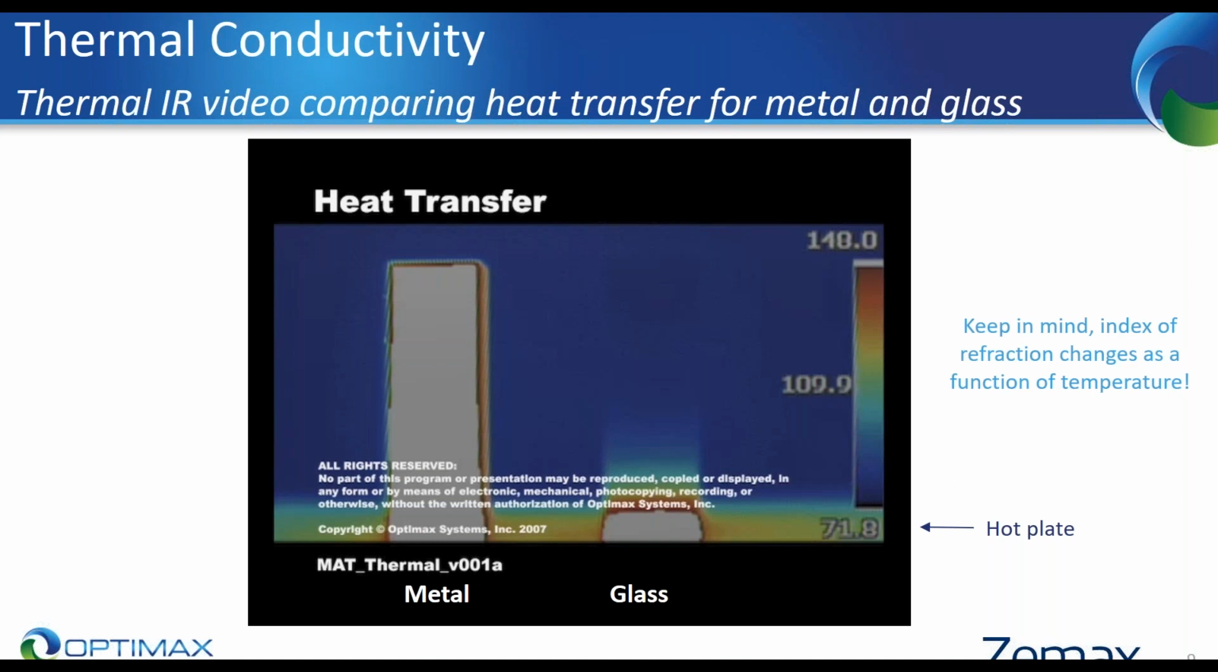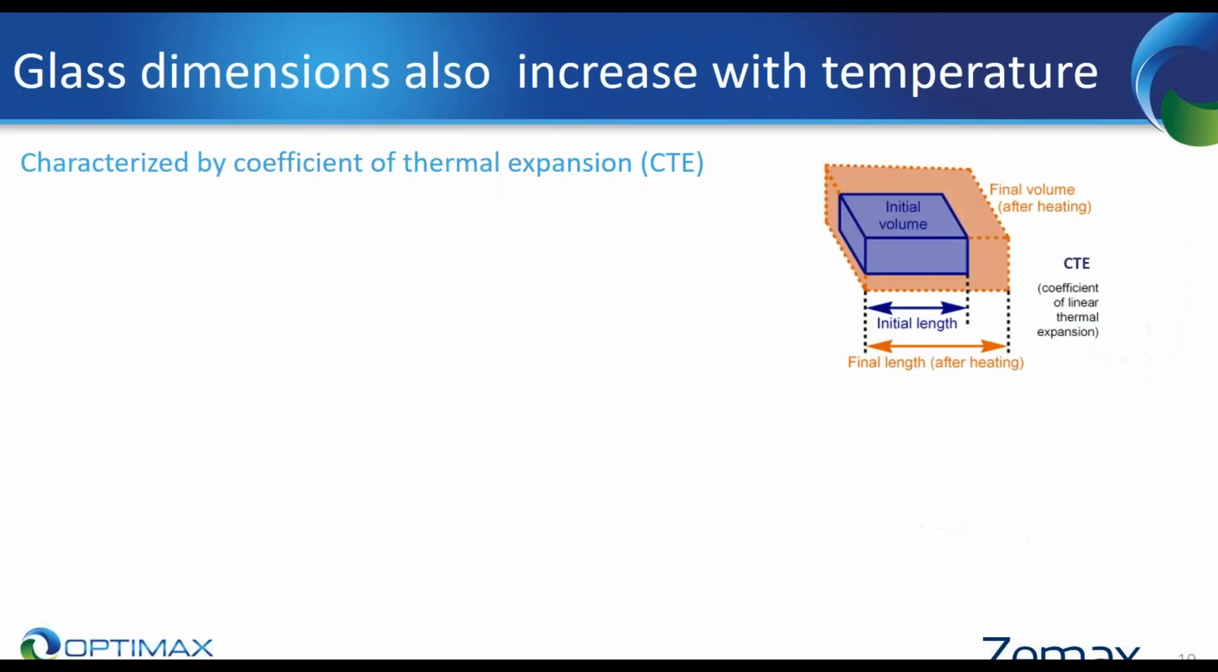However, from a fabricator's point of view, glass dimensions also increase with temperature. This is characterized by the coefficient of thermal expansion, or what we refer to as a CTE. I have a little diagram here in the upper right-hand corner that shows this descriptively with the initial volume in purple, and as an object is heated, the volume will grow after heating. This is, as I mentioned, described by the coefficient of thermal expansion.